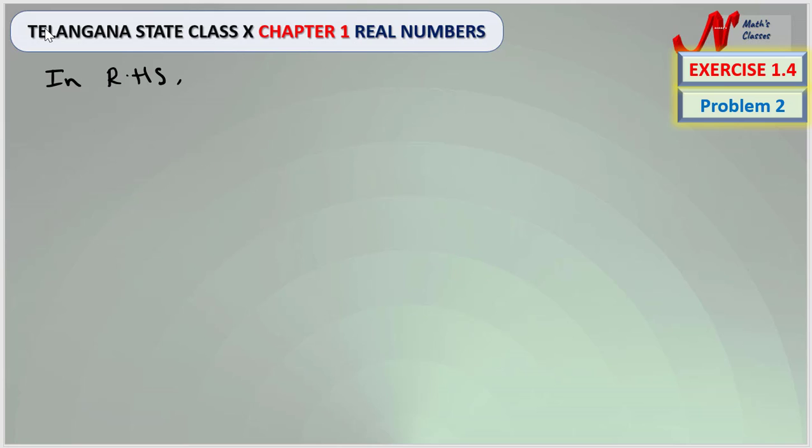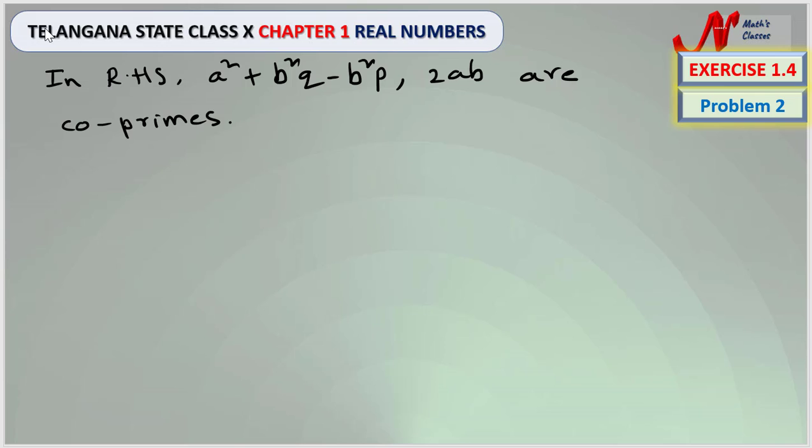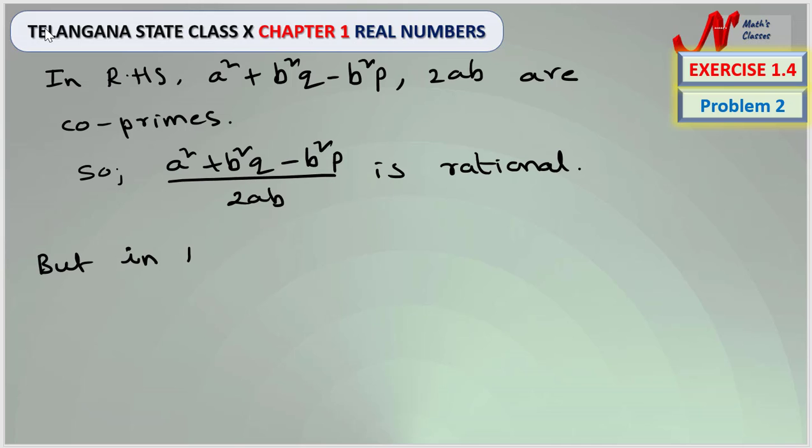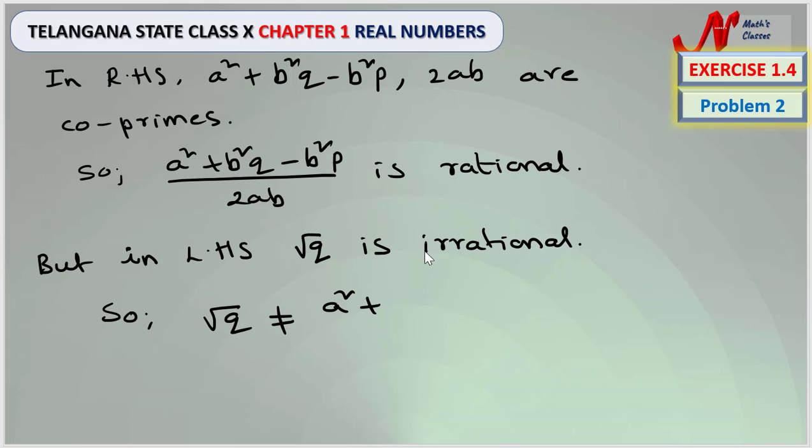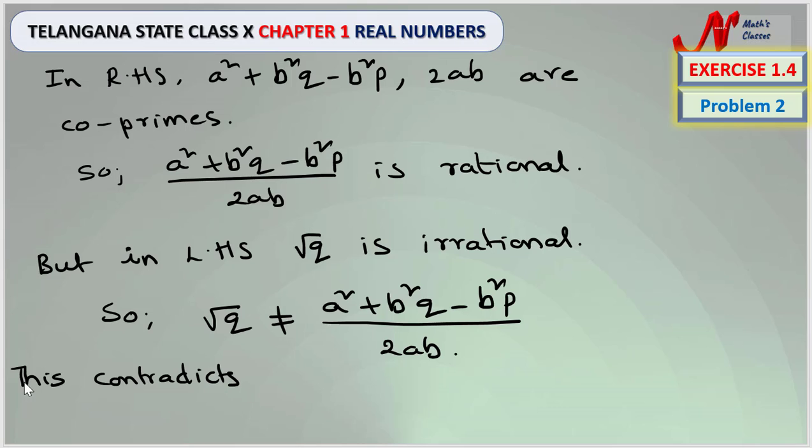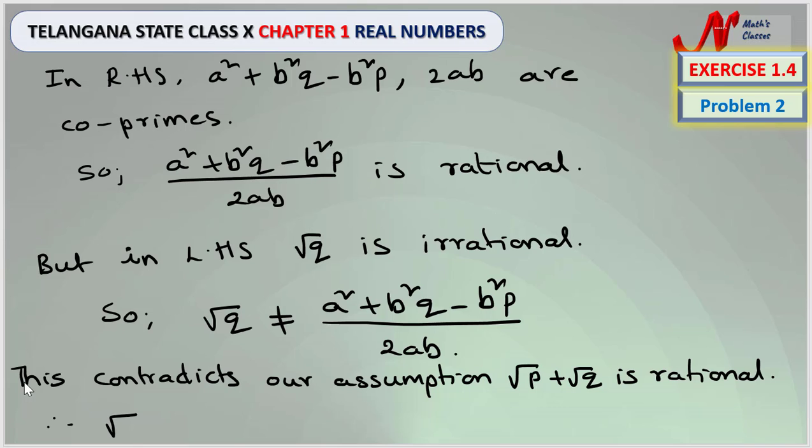(a square + b square q - b square p)/2ab. In the RHS, a square + b square q - b square p and 2ab are co-primes, so they do not have any common factor other than 1. So (a square + b square q - b square p)/2ab is rational. But in the LHS, root q is irrational. So root q is not equal to (a square + b square q - b square p)/2ab. This contradicts our assumption that root p + root q is rational. Therefore we can say root p + root q is irrational.